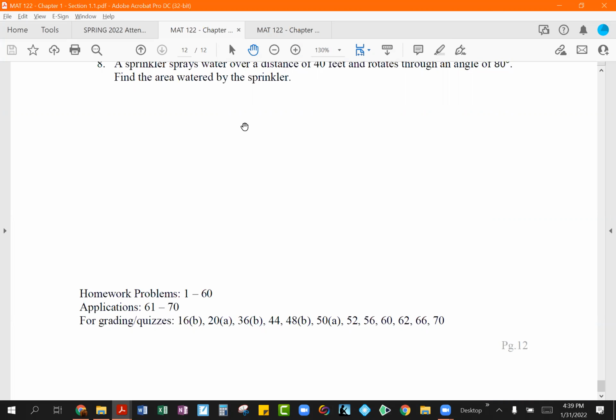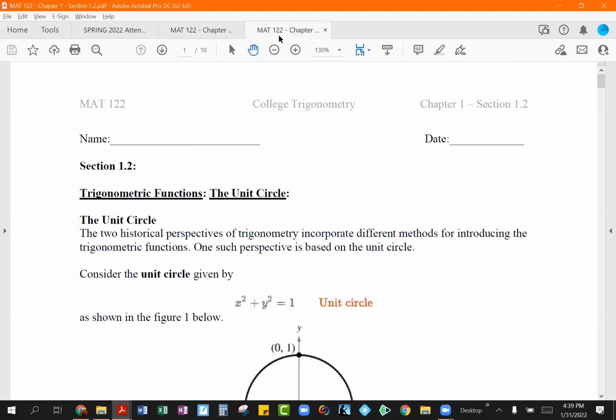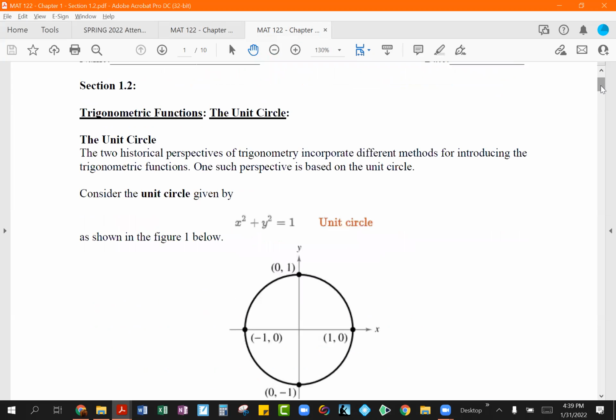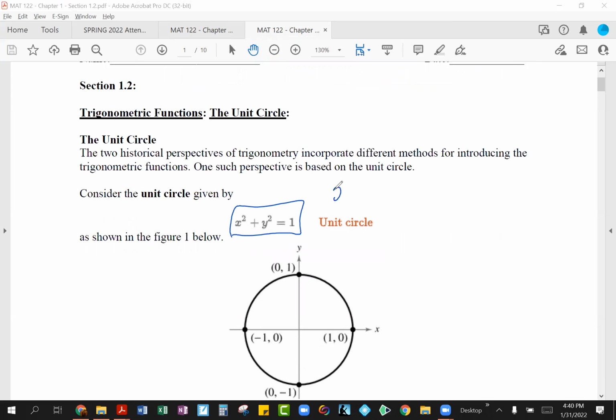All right, guys, so this is the end of section 1.1. Now we'll get into section 1.2, and this is actually where we formally introduce the unit circle to you guys, though we've kind of talked about it a little bit as we started this chapter. Basically, your unit circle means that the circle has a radius of 1. And you can see that right over here in this equation. So this is the equation of a circle. You have your x squared plus y squared, which tells you where your center is going to be. And in this case, your center is at 0, 0. And then on the other side, you have r squared, which is the square of your radius.